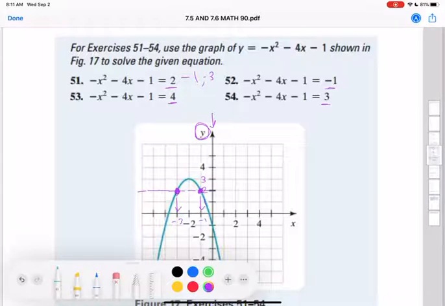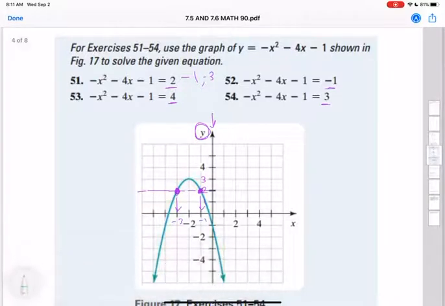All right, the next one is at -1. So I'm just going to go to -1. I'm going to put in a line here. And I can see the solutions are at 0 and -4.